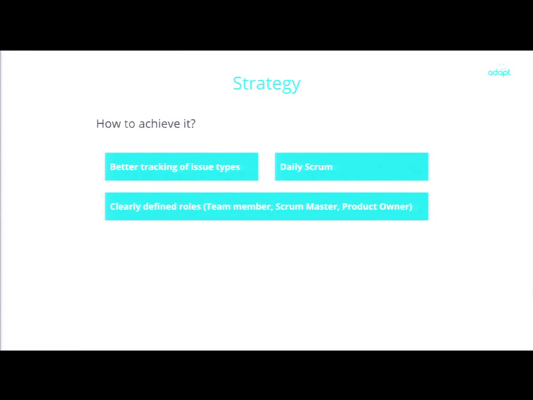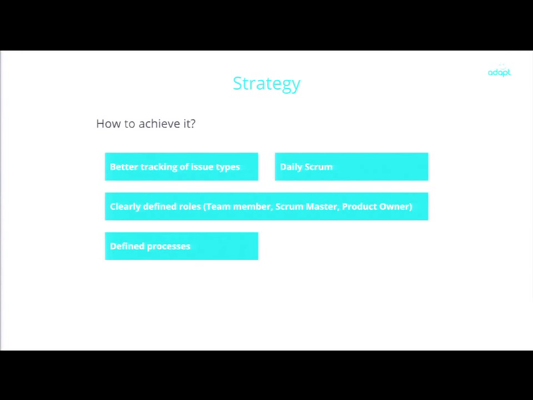Then we found out that we like to get some clearly defined roles, because we didn't really have these roles. And if you don't have roles, but you have a project manager, everything seems to end up with the project manager. And that's not very good, especially because the project manager is not necessarily the person in the project that knows most about it. So we needed to define these basic roles that we are working with.